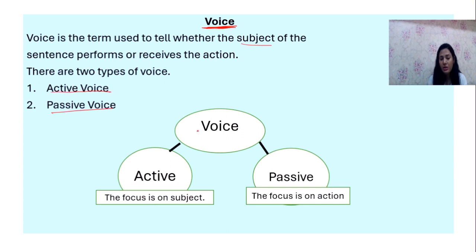There is one basic difference between these two voices. What is this? In active voice, you can see the focus is always on the subject because the subject is active, the subject is the doer, the subject performs some action there. So the focus is always on the subject in an active sentence. While in a passive sentence, the focus is always on the action, because here in the passive sentence, the subject is not active, the subject is passive, and the receiver of the sentence, that means the object of the sentence, becomes the subject, and the main focus is on the action.